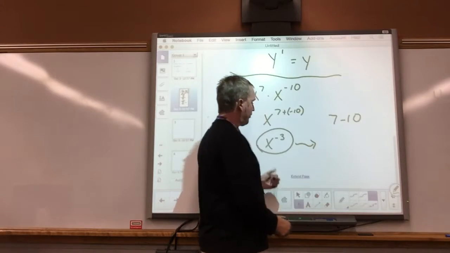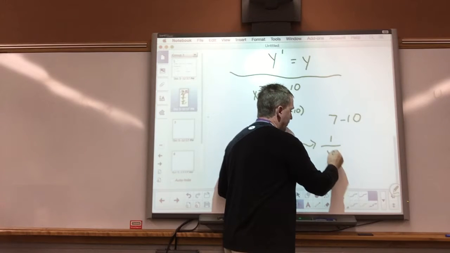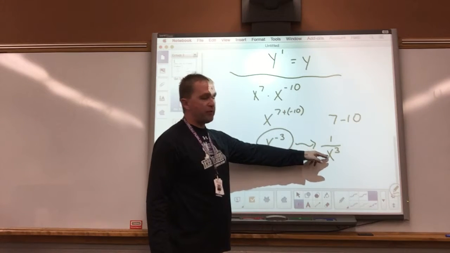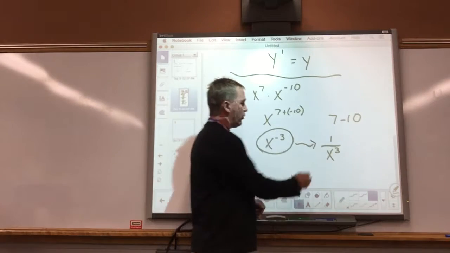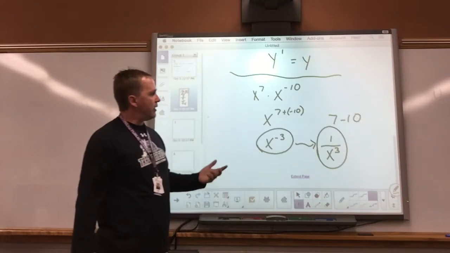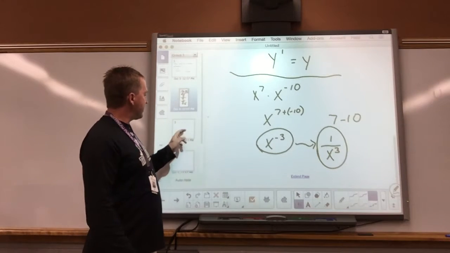Hopefully, we remember from our work with negative exponents that this means send that x to the bottom. Instead of being x to the minus 3, it's going to be x to the positive 3 in the denominator, and it would be 1 over that. So either of those would be equivalent answers. The bottom line is when it comes to multiplying with like bases, we're simply going to add the exponents.